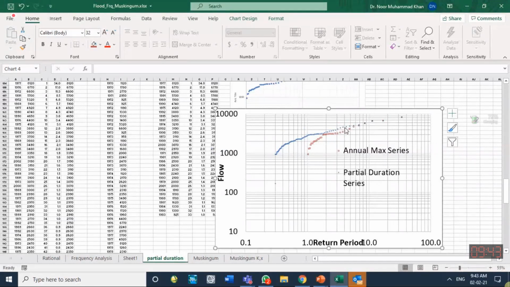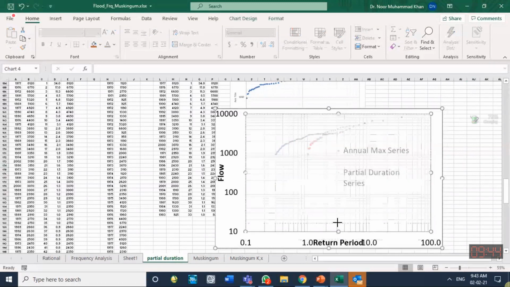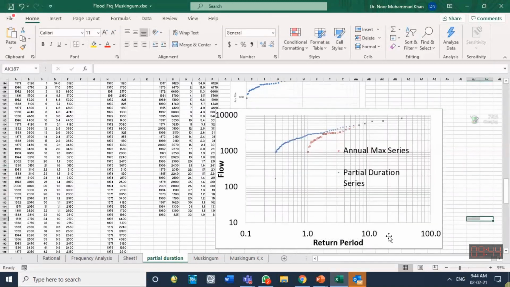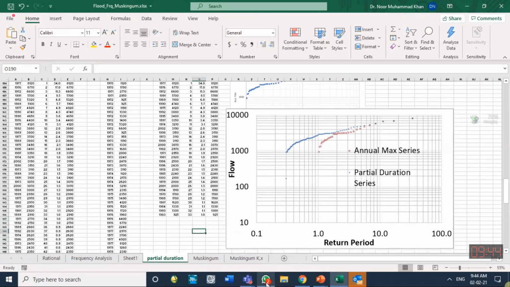So that should be kept in mind while using any one of these methods. Usually we use the annual flood series, because our return periods are quite high; we want to design for floods of 100 years, 200 years, 50 years. So in that case, partial duration and annual flood series yield nearly the same results. They don't deviate much. So I stop this topic over here.